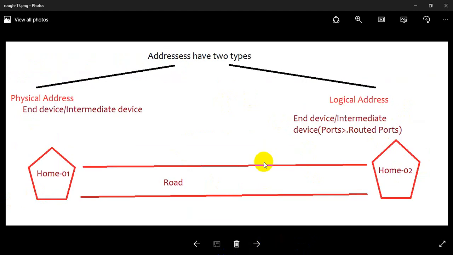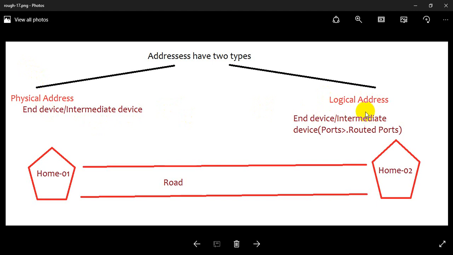Let's move forward. Addresses have two types. Which ones? Physical address and logical address. Physical address means MAC address, media access control address, data link level address. Logical address means IP address, Internet Protocol address, layer 3 address. So, a physical address is available on any device physically, including intermediate devices. But a logical address is available on all end devices logically, not physically.